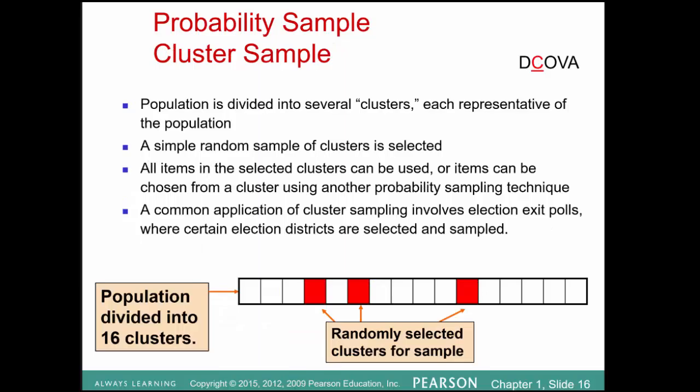When we're doing cluster sampling, the population is divided into clusters, each representing a part of the population. A simple random sample of clusters is selected. All items in the selected cluster can be used, or items can be chosen from a cluster using another probability sampling technique. A common application of cluster sampling involves election exit polls, where certain election districts are selected and sampled.